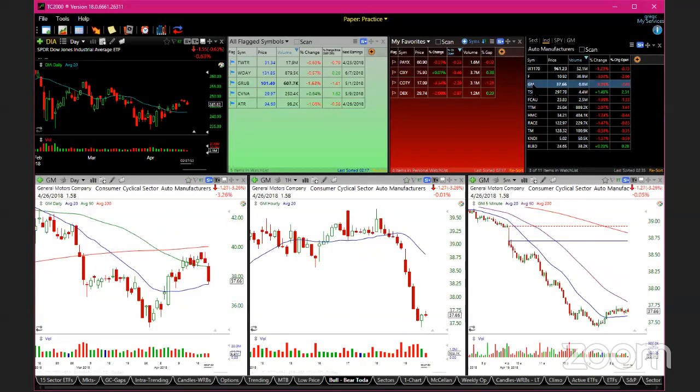Yeah, Spider's 10-minute had a potential higher low, but it's just not doing it right now. 237. I'm still sidelined until we get some more confidence.